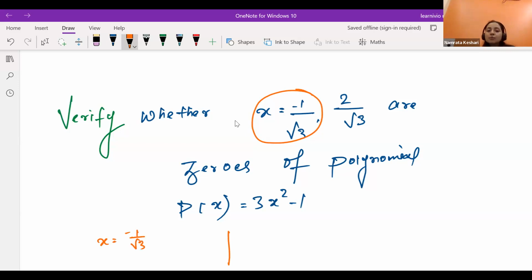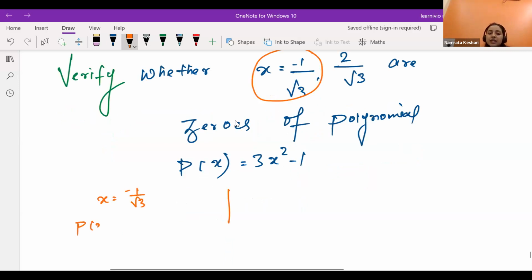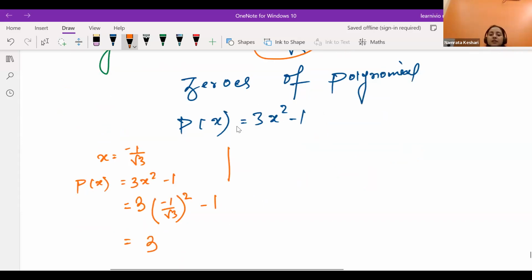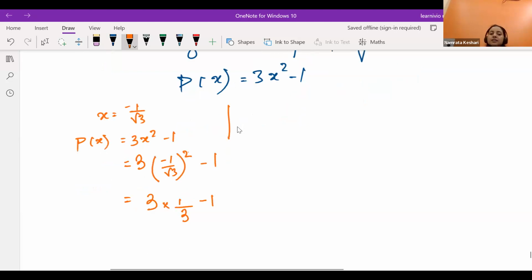So if the x value is 1 by root 3, at first we'll be checking minus 1 by root 3. Our polynomial is p(x) is 3x square minus 1. Zero means when we put this x value, we need to check whether the result is 0 or not. So 3x square means 3 into negative 1 by root 3 whole square minus 1, which is 3 into 1 by 3, minus 1. When we cancel them out, we are getting 1 minus 1, because BODMAS says first do the multiplication. That's why we are not subtracting at first. 1 minus 1 is 0.